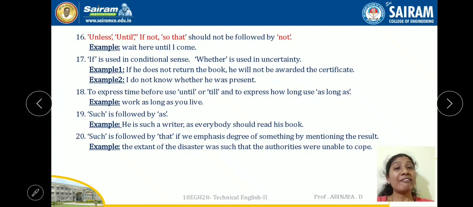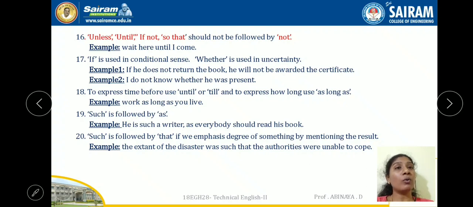17th one. If is used in a conditional clause, whether is used in uncertainty. So whenever you are going to put any conditional clause, at that time go for if. If he does not return the book, he will not be awarded the certificate. But for uncertainty, where you don't know, in a doubtful situation, this or that situation, go for whether.